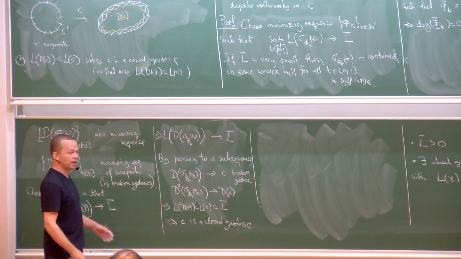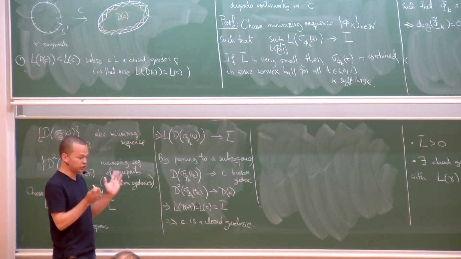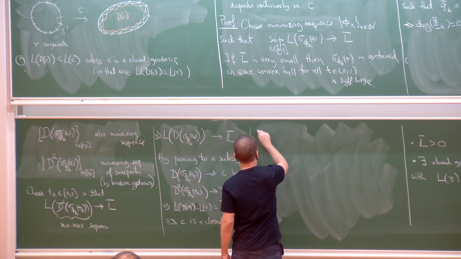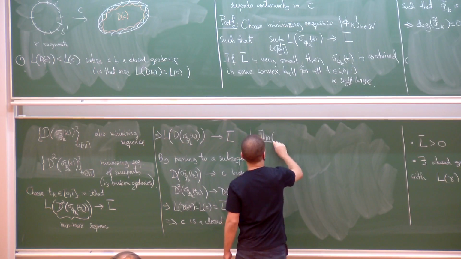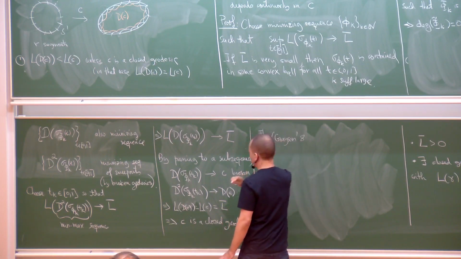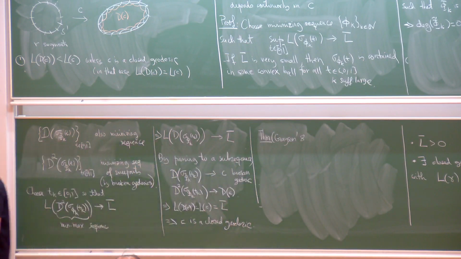So first, it's actually possible to show that there's always an embedded closed geodesic. Okay, so this is a theorem that we can attribute to Grayson in the 80s. Is it 87 maybe? 89, yes.